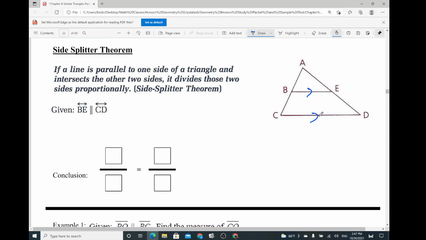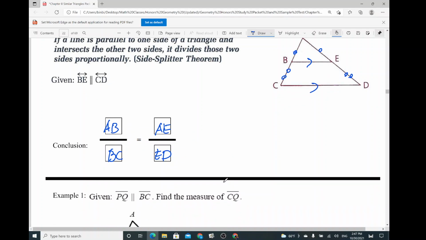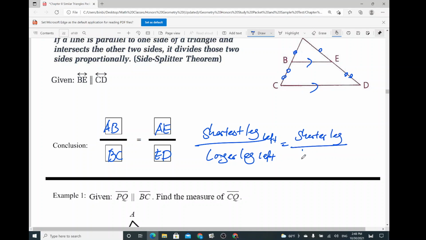So you see that BD is parallel to CD. The conclusion would be that AB over BC has the same ratio as AD over ED. Proportionality. Another way you can say that is the shorter leg versus the longer leg of the left side of the triangle has the exact same ratio as the shorter leg over the longer leg of the right side of the triangle.